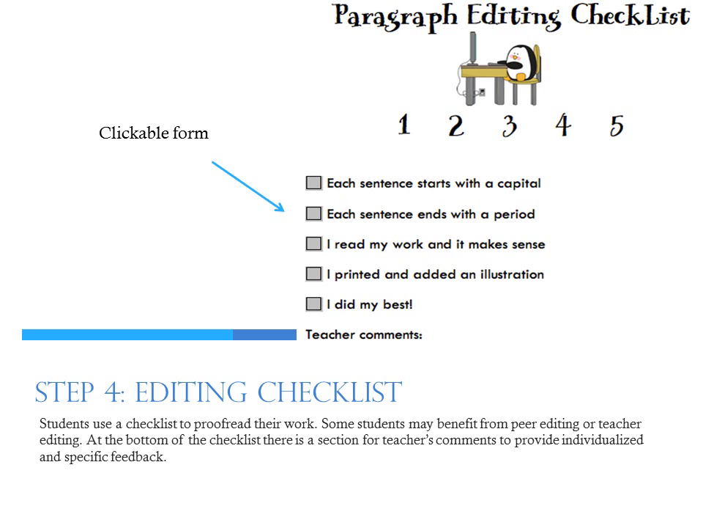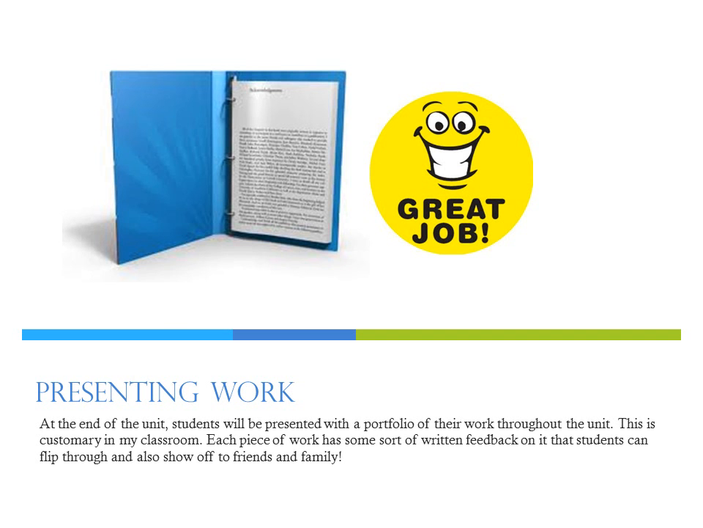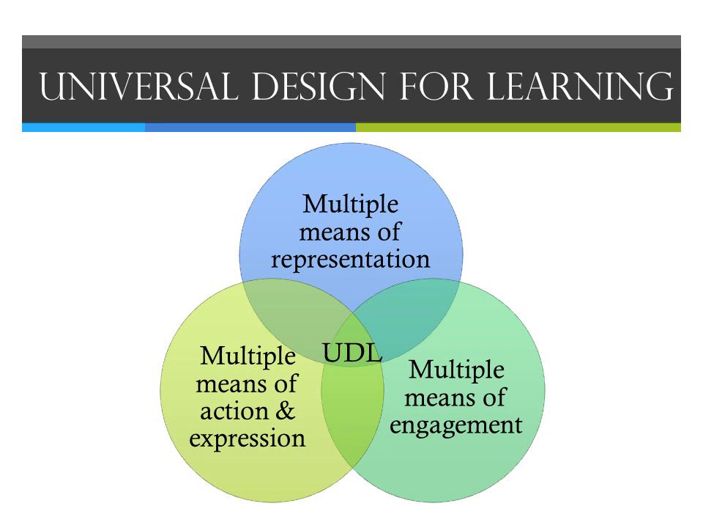When editing, students use a checklist to proofread their work. Some students may benefit from peer and/or teacher editing in addition to the self-monitoring. At the bottom of the form, there is a section for my comments to provide individualized and specific feedback. Lastly, at the end of the unit, I love presenting my students with a portfolio of their great work. Each piece of work has some sort of written feedback on it that students can flip through and show off to friends and family. Sometimes as a school, we will invite parents for an exposition of work.